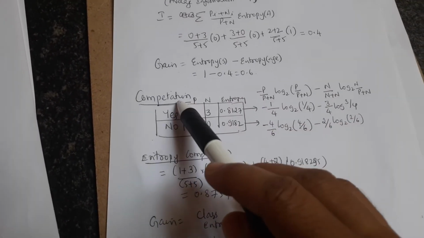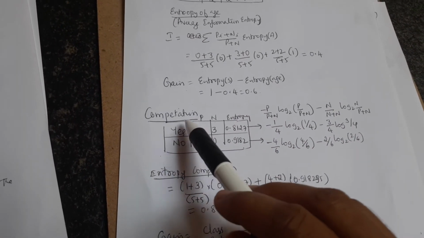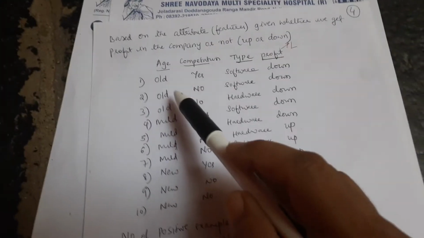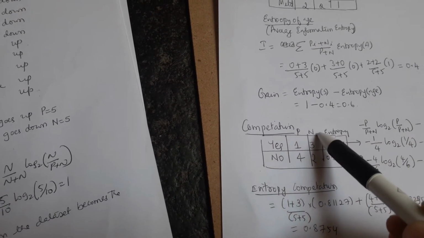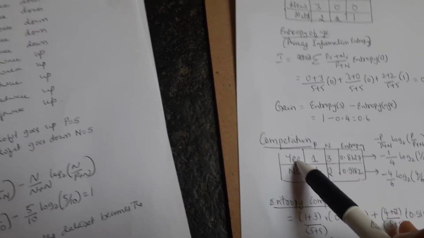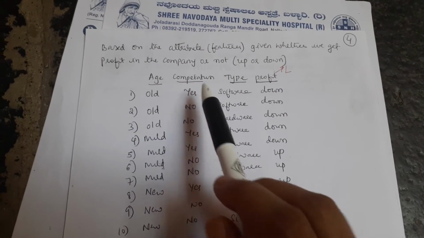Next, which is the next attribute available? Computation. You have to do the same thing. I will explain for this. How many categories or types are there? Yes and no. Next, write the positive and negative examples. How many positive examples with respect to S?